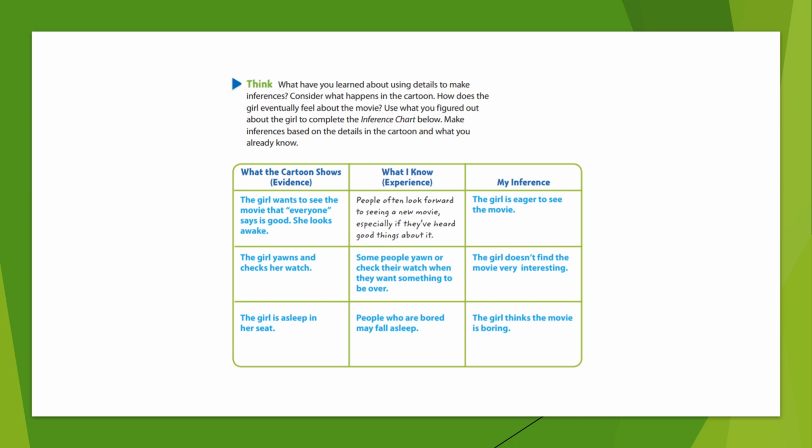Here are the answers for our first model section together with the 3 pictures. Remember, when you read a story, you can combine what you know with details in the text to make inferences. Making inferences will help you understand things about the characters, setting, and events that the author does not explain directly.